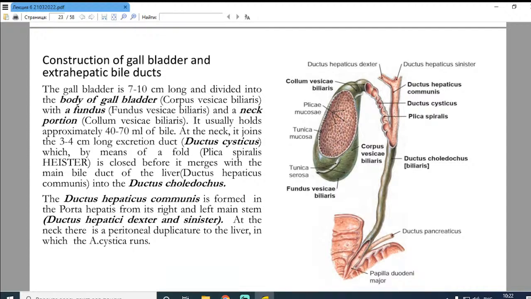At the neck, at the collum vesicae biliaris, it is joined by the 3-4 cm long excretion duct, ductus cysticus, which by means of a fold, plica spiralis, is closed before it merges with the main duct of the liver, ductus hepaticus communis, into the ductus choledochus or ductus biliaris, ductus choledochus.